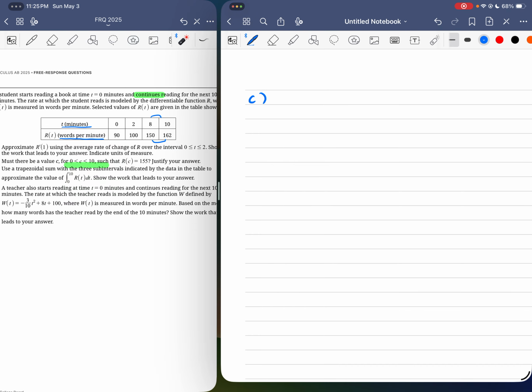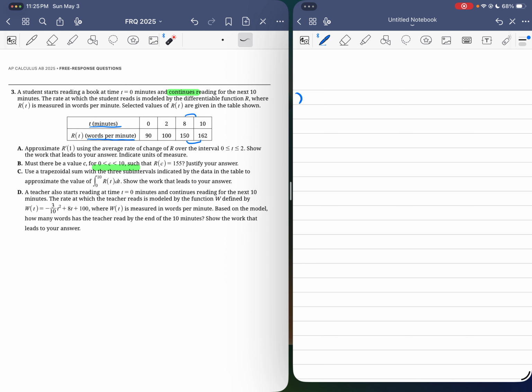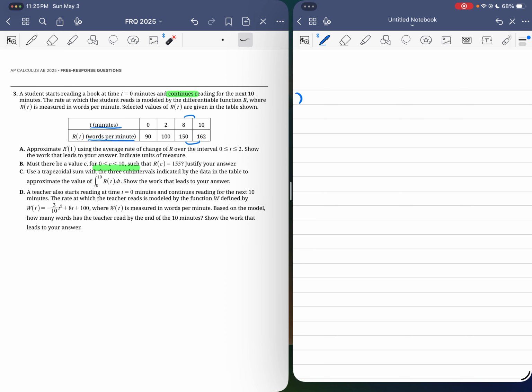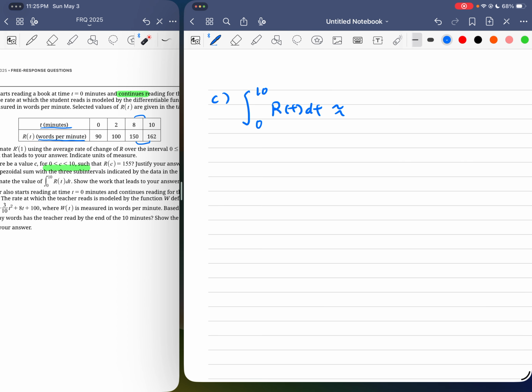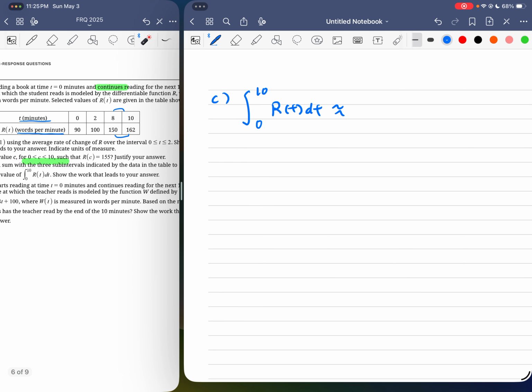All right, so let's do C now. Use a trapezoidal sum with 3 subintervals to approximate this. Keep that in mind. Your 1 point is simply indicating that. So for 0 to 10, if you forgot about the trapezoidal sum, at least write this one down. How many subintervals is that? 3 subintervals.